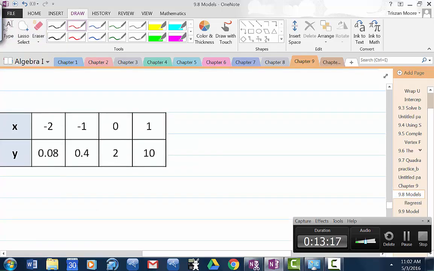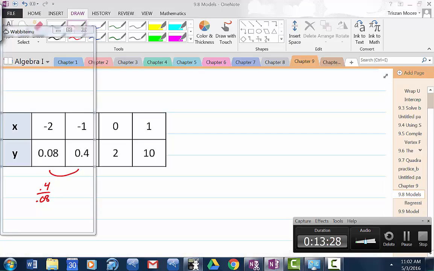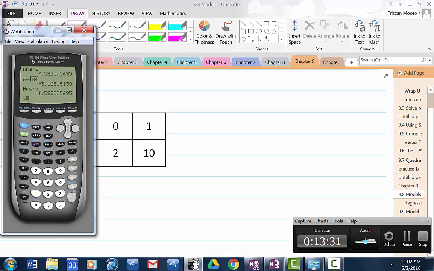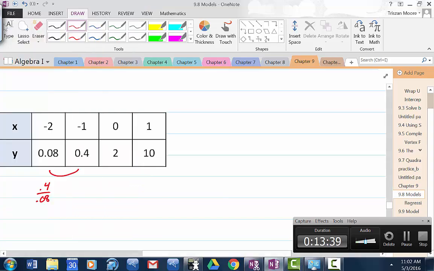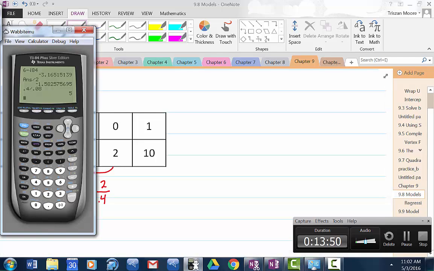That's really just checking the ratios. In between those two, you're talking about 0.4 divided by 0.08. Wait, let's check what that is. 0.4 divided by 0.08. Enter. The ratio is equal to 5. Then from here to here, you want to do 2 divided by 0.4. Find out what that is. 2 divided by 0.4. Hey, that's 5.